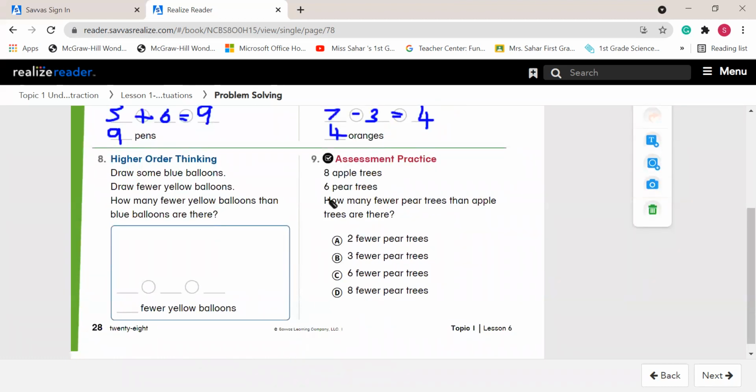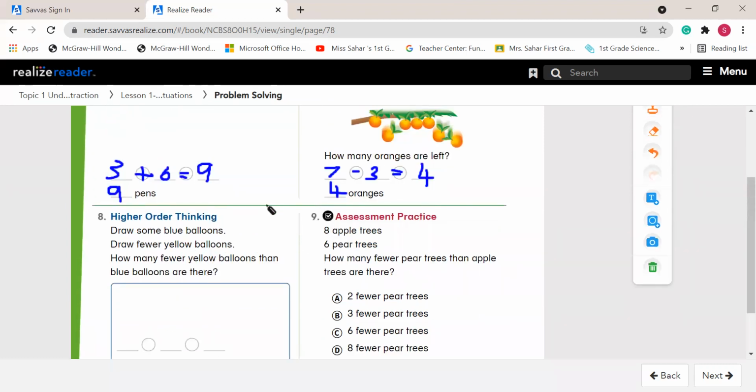Okay. Number 9, 8 apple trees, 6 pear trees. How many fewer pear trees than apple trees are there? So there are 8 apple trees and there are 6 pear trees. How many fewer? So we see which one has fewer and we will choose the right answer. Is it 2 fewer pear trees, or 3 fewer pear trees, 6 fewer pear trees, or 8 fewer pear trees? Very simple. It's exactly what we've been doing for this lesson.